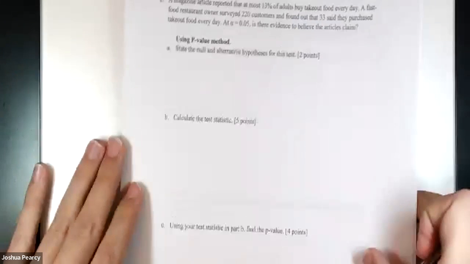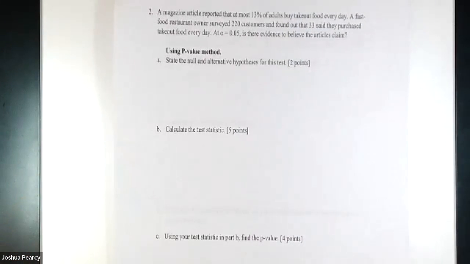Okay, next. A magazine article reported that at most 13% of adults buy takeout food every day. It's probably higher than that. A fast food restaurant owner surveyed 220 customers and found that 33 of them purchased takeout food every day. At alpha is 0.05. Is there evidence to believe the article's claim? So state the null and the alternative. What is the null?